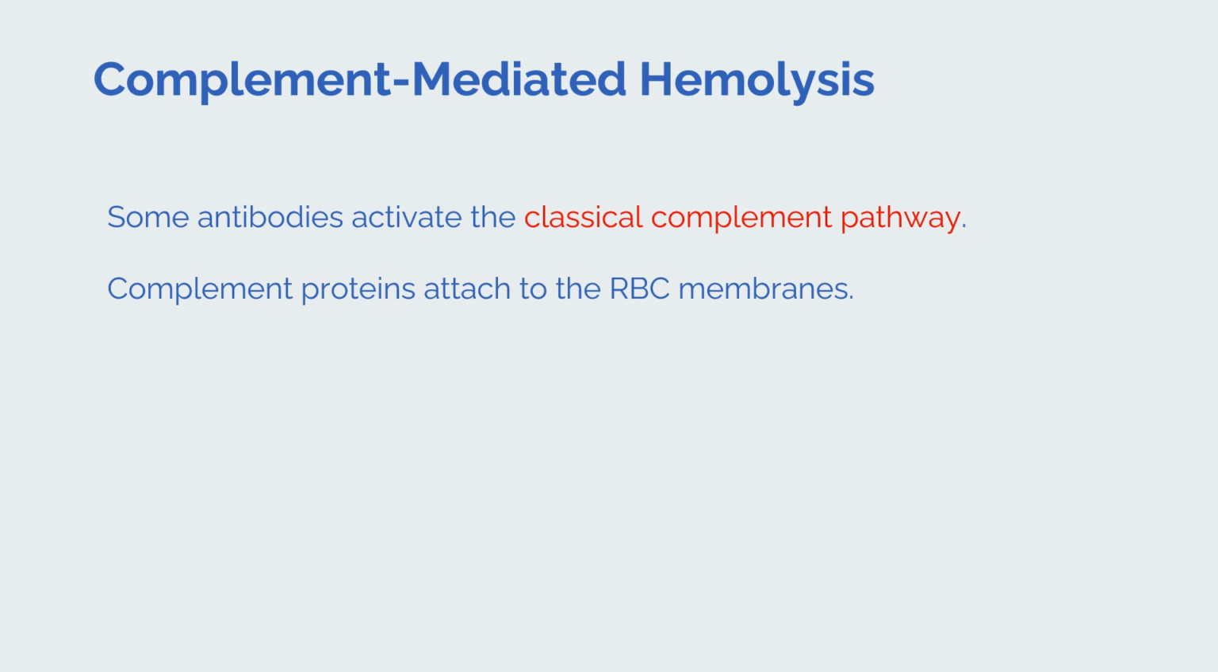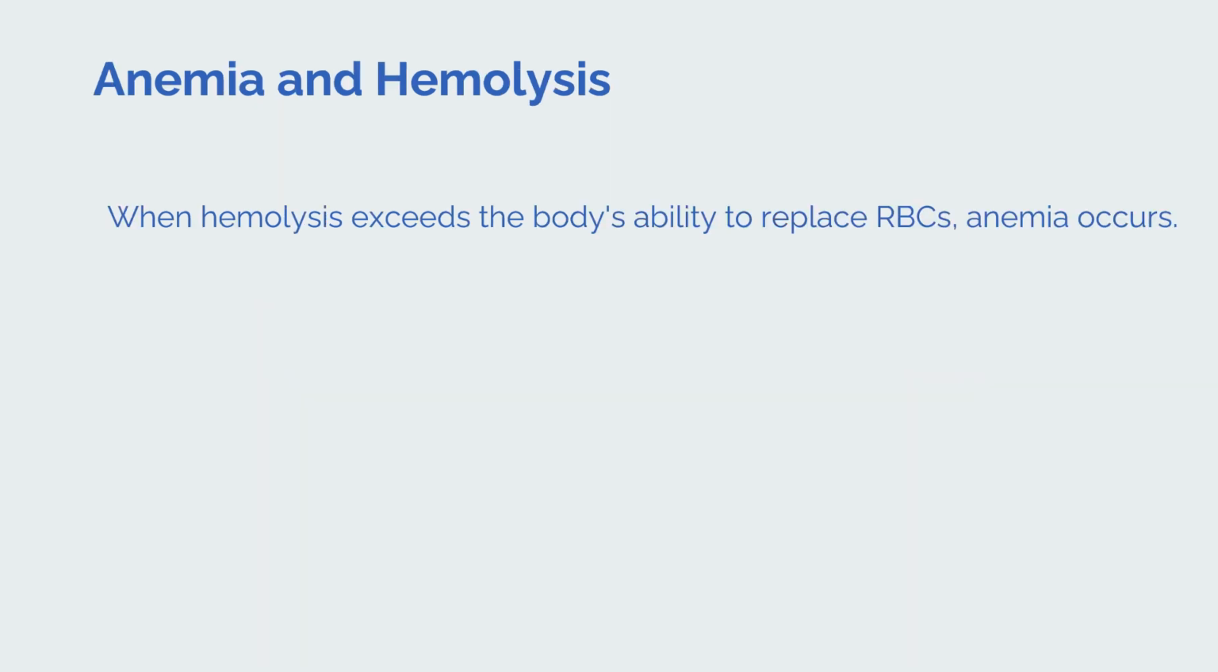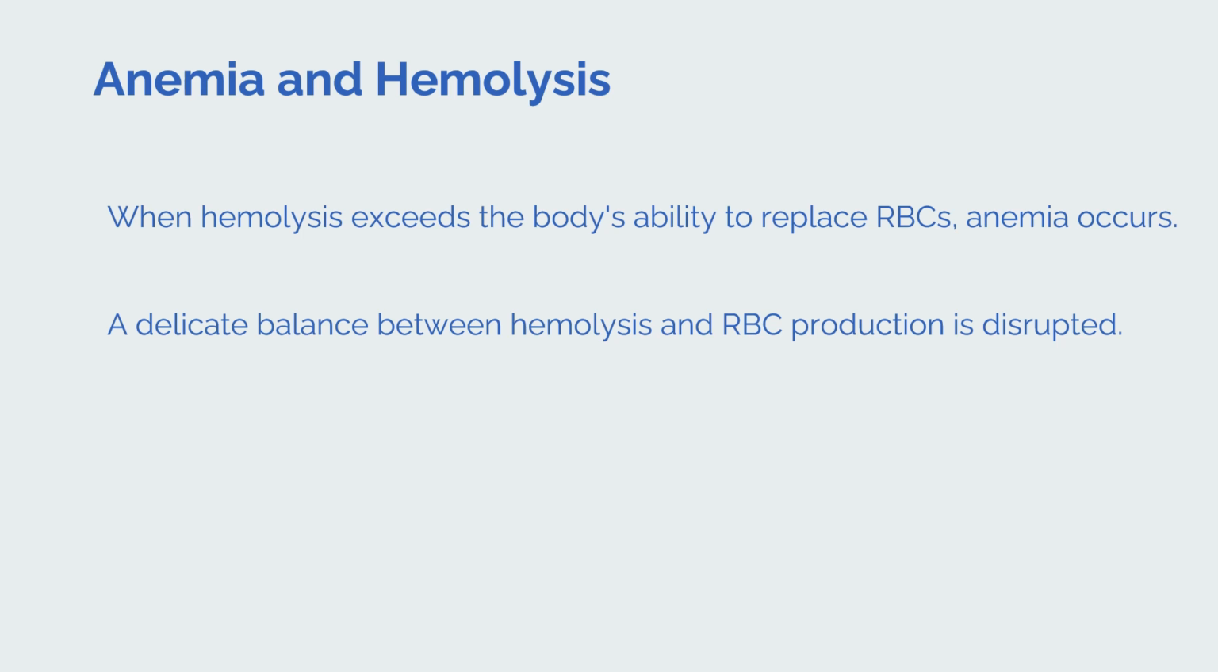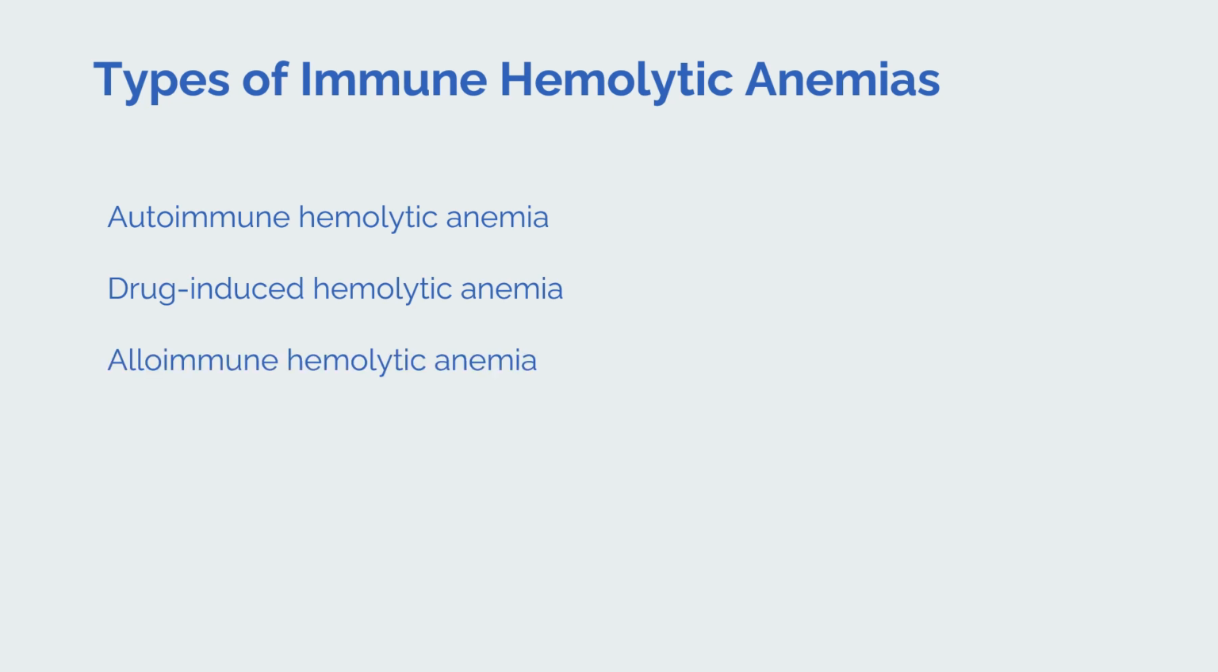And when these complement proteins get cozy with the RBCs, trouble brews. Macrophages, the cleanup crew of our bodies, step in and remove the marked RBCs. This process is known as complement-mediated hemolysis. However, when this hemolysis goes into overdrive, and RBC destruction surpasses the body's ability to replace them, we witness anemia. It's like a race between hemolysis and RBC production, and sometimes, the balance is disrupted. Immune hemolytic anemias come in different forms, such as autoimmune, drug-induced, and alloimmune types. Identifying the exact type is crucial for implementing the appropriate treatment strategies.